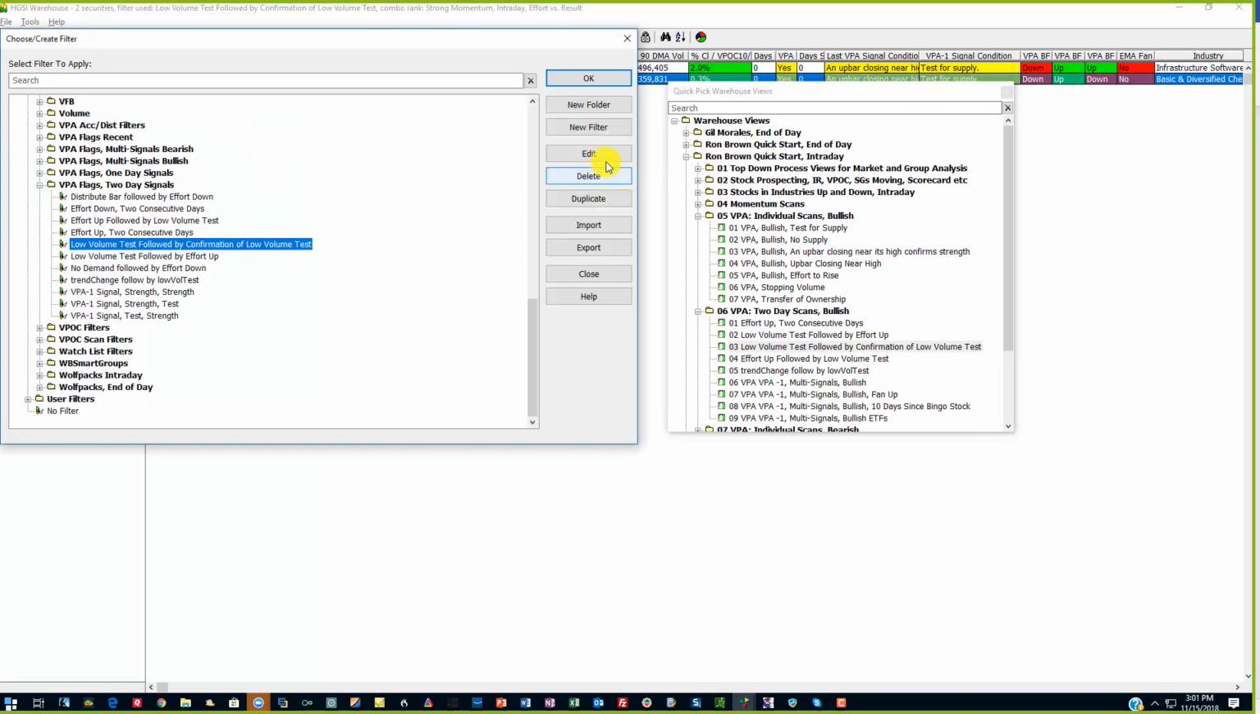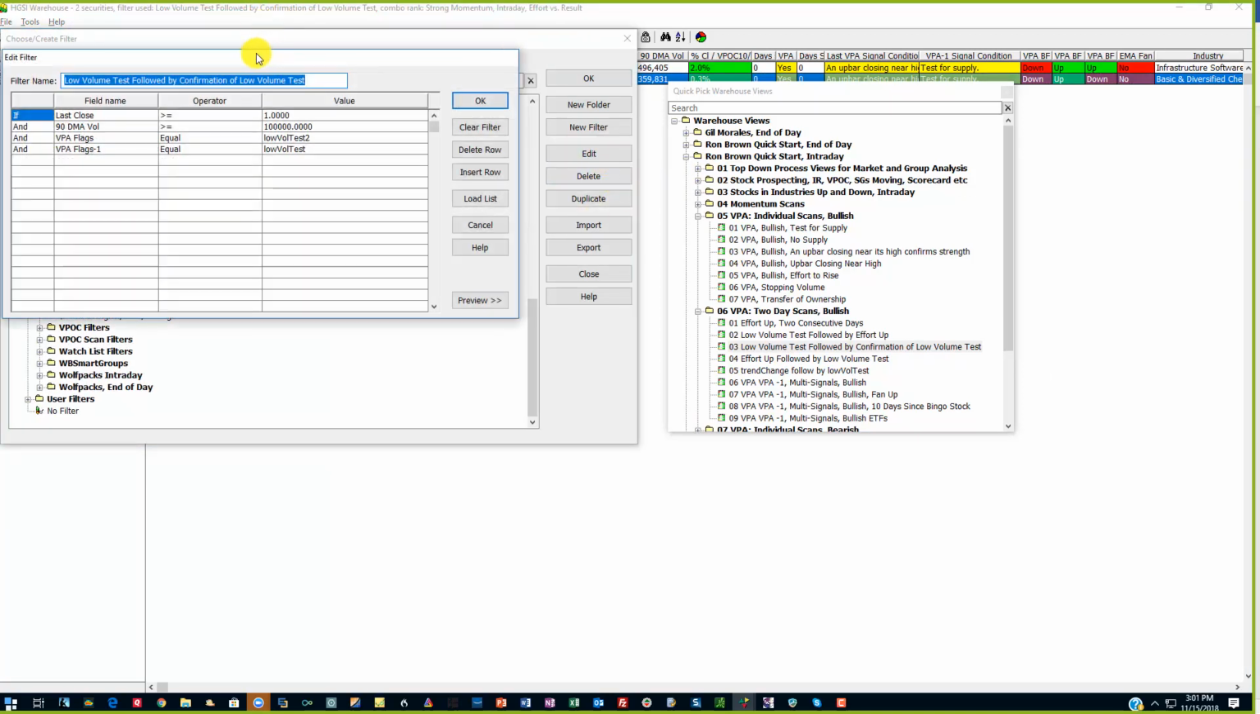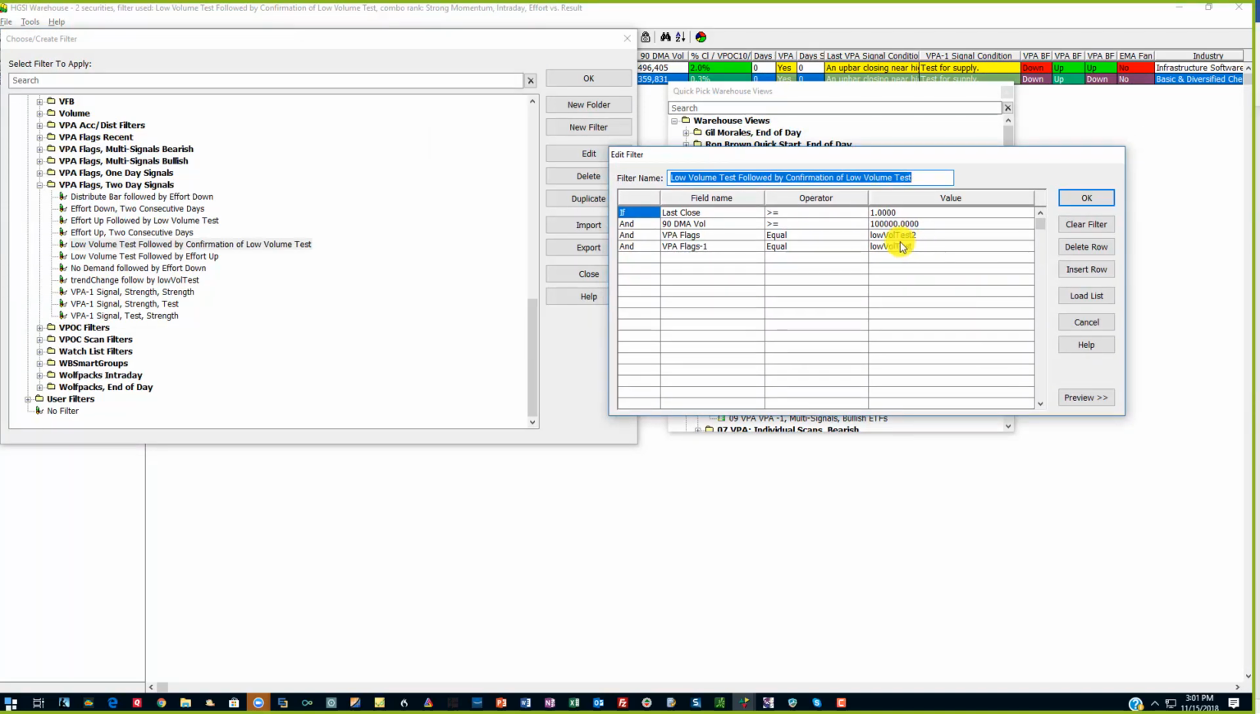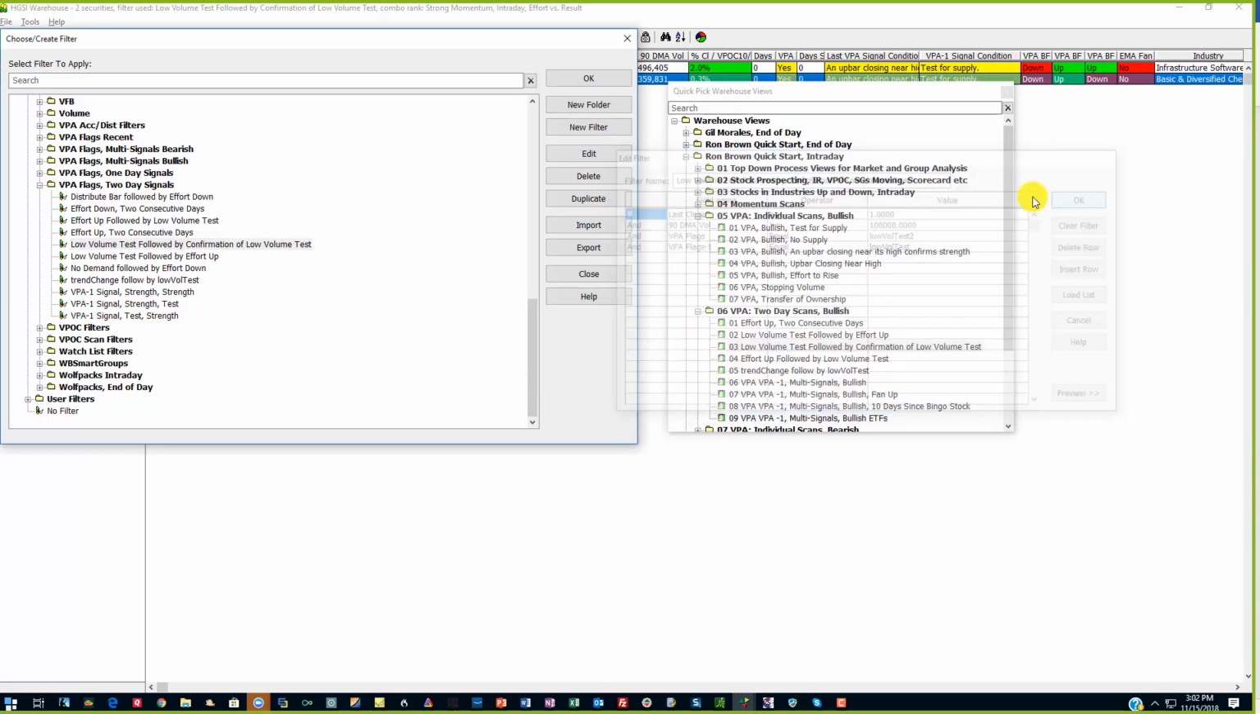Let's go in here and take a look at this. And this is the way it's set up, Paul and everybody else. Dollar trading 100,000, low volume test 2 days ago, low volume test. VPA flags equals low volume test 2, which is a confirmation of that first test.